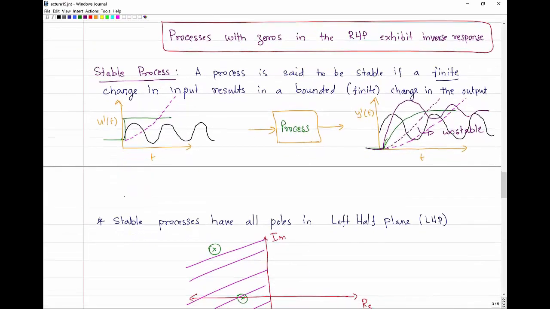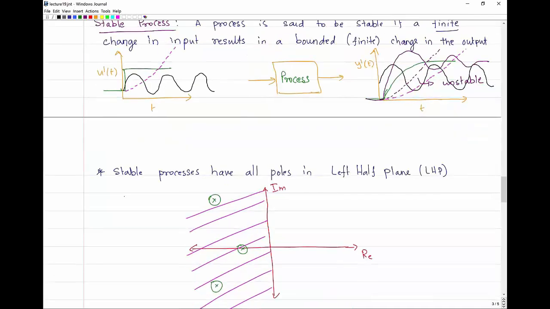We call a process stable if a finite change in input results in a bounded or finite change in the output, as shown in the graphs on the right-hand side of the process. This process, if it's stable, could result in an unstable response if the input itself is infinite or unbounded. That is acceptable. But as long as the process gives you a bounded finite response to every bounded finite input, then the process is said to be stable.